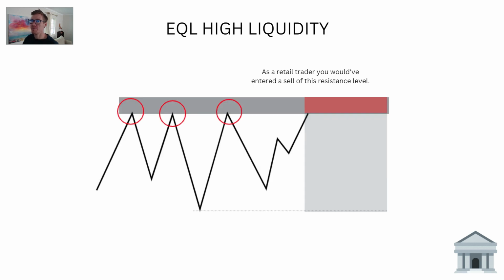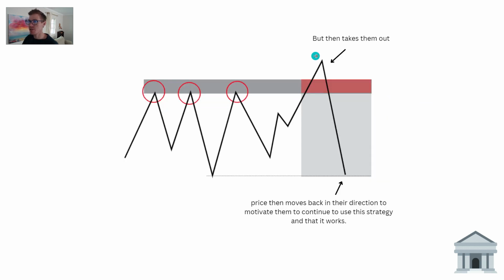Equal high liquidity, another example. Price bounces off the zone, 3 times bouncing off the zone. So we can assume it's going to happen again. The retail traders will look to take a short entry at this point. Then what happens? It breaks through, taps into all their stop losses, liquidates them all, and then turns around and goes in the intended direction, essentially tricking the market.